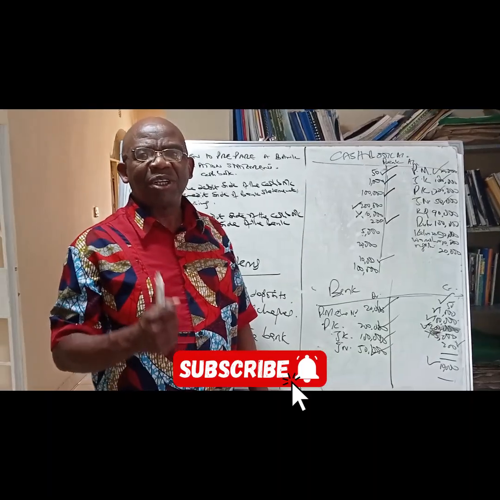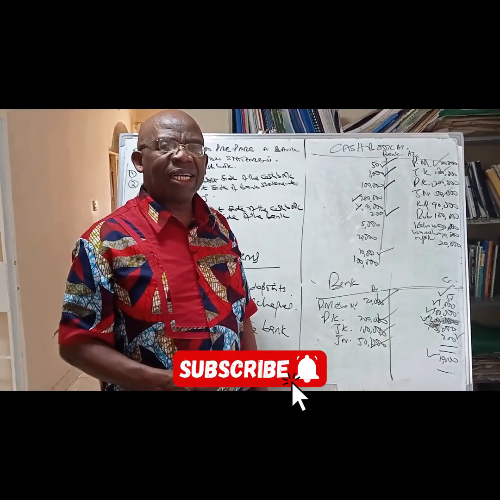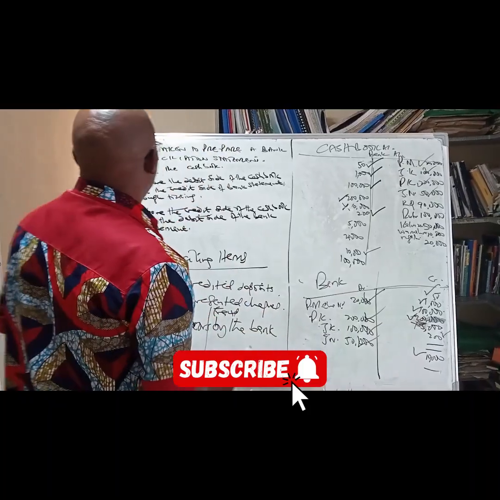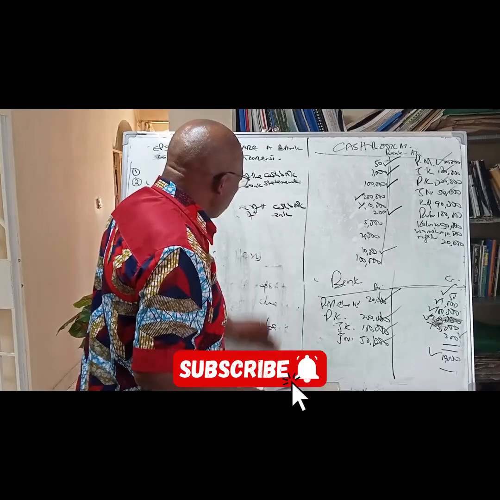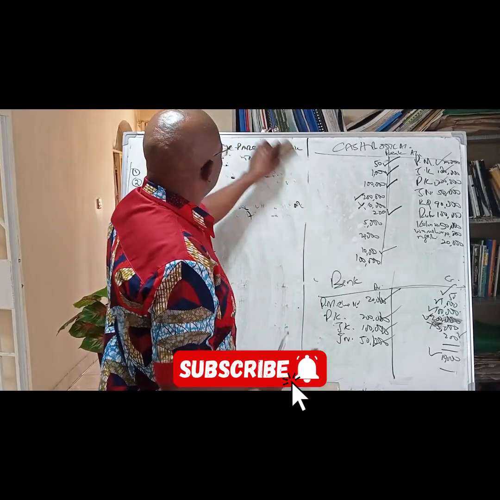We update the cash book to get the correct balance to be taken where? To the balance sheet. Now, how do we prepare the bank reconciliation statement?